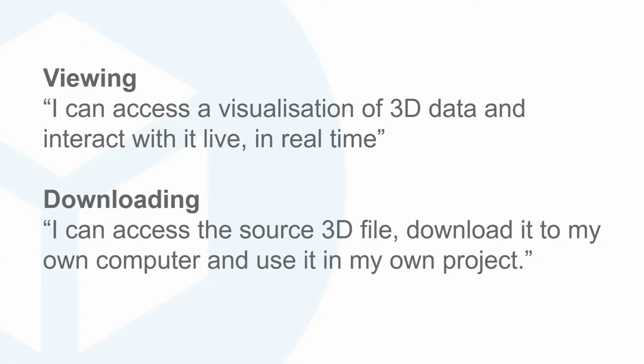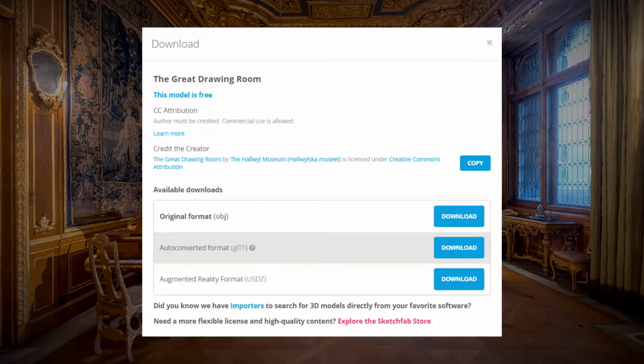Next, I want to talk about open access. So there's a difference between publishing a 3D model for viewing, so I can access a visualization of 3D data and interact with it live in real time, and then publishing your 3D data for download, so to give people access to the source 3D file so they can download it to their computer and use it in their own project.